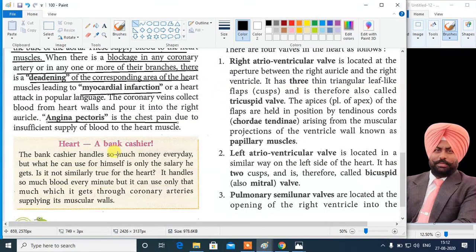pectoris. Here you have to understand that the heart is just like a bank cashier, which means the heart is handling a lot of blood but cannot use that blood for itself. Only a little amount of blood is used by the heart for itself, and the rest of the heart is transferring the blood to all parts of the body.